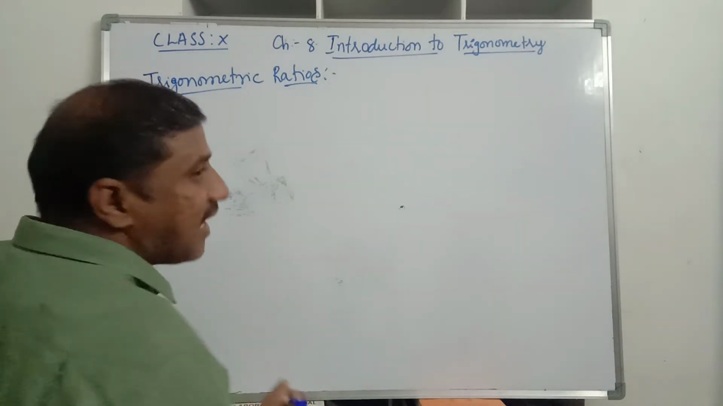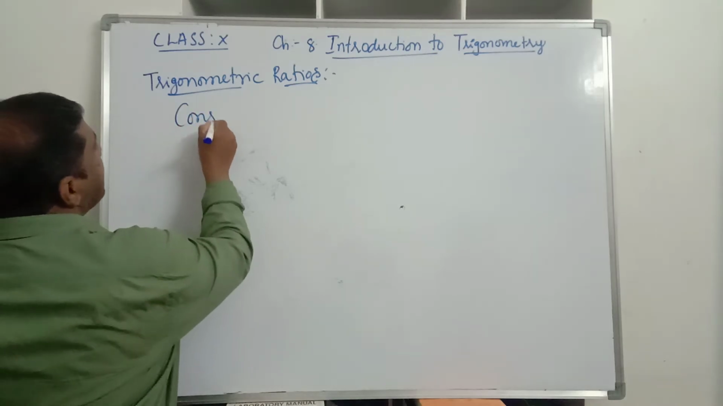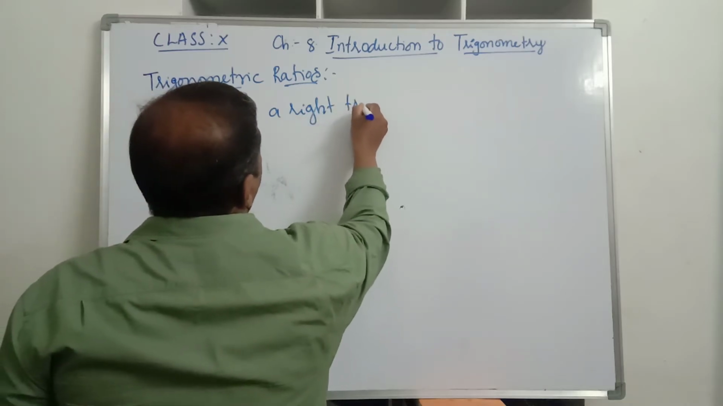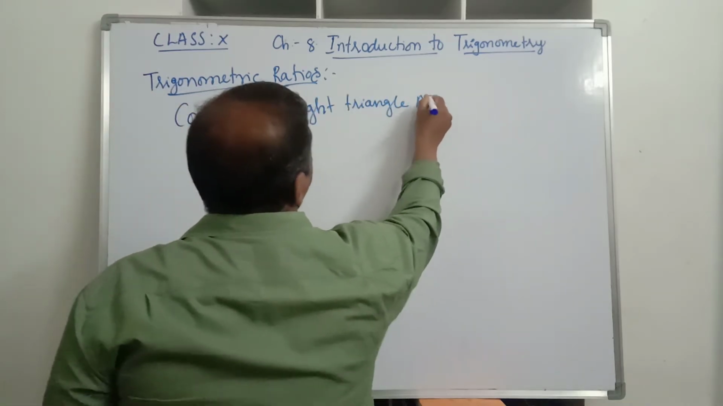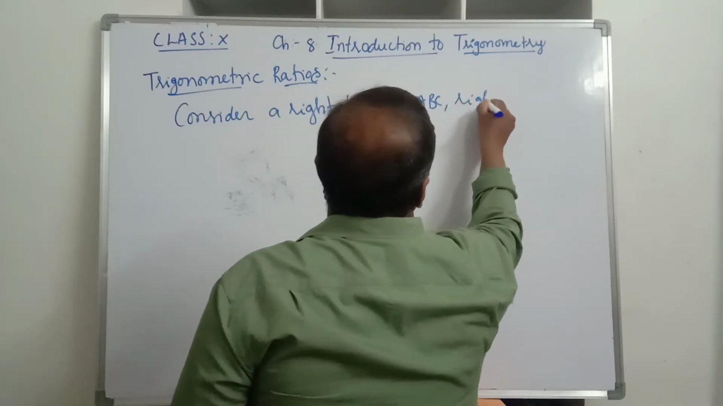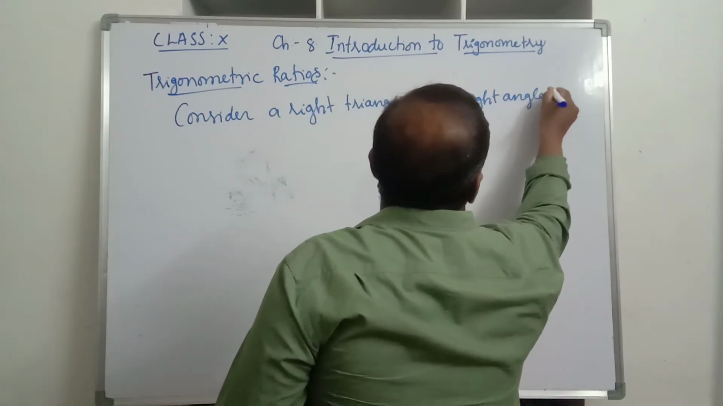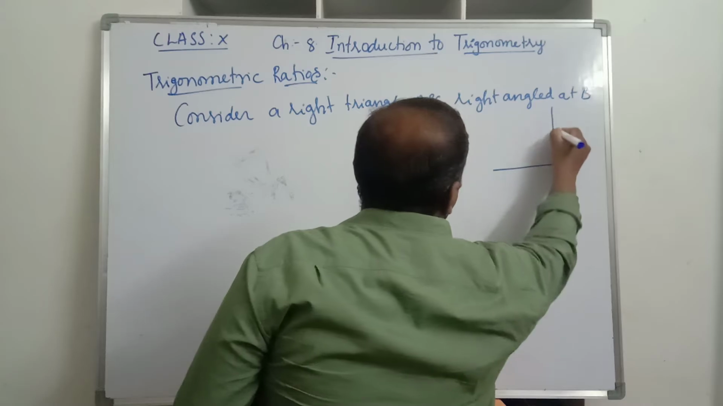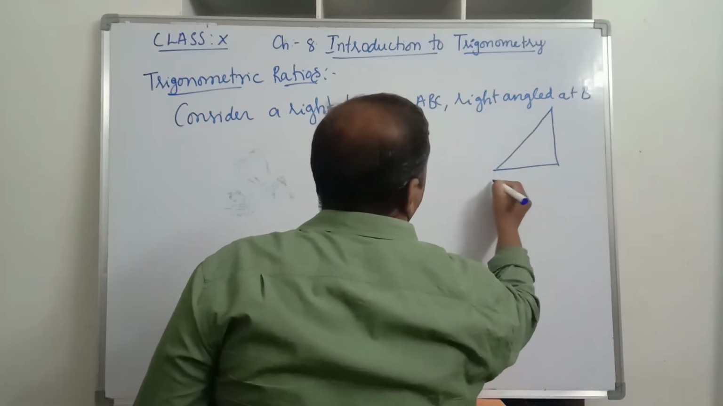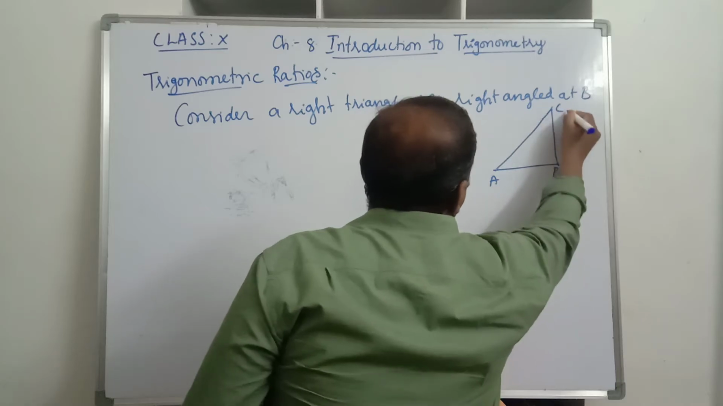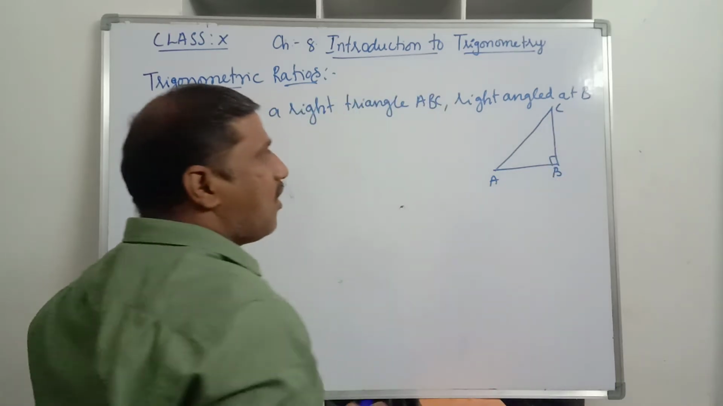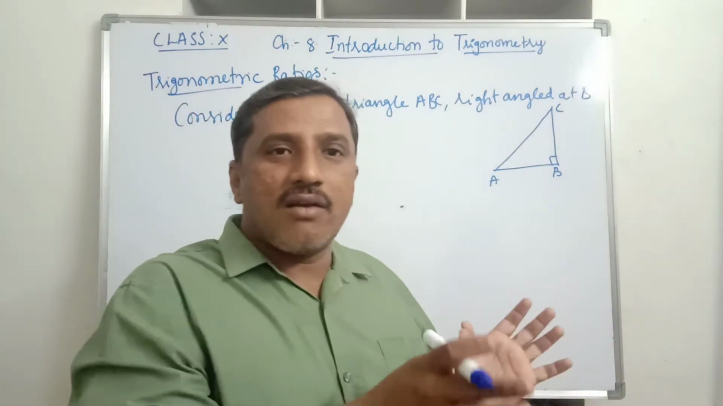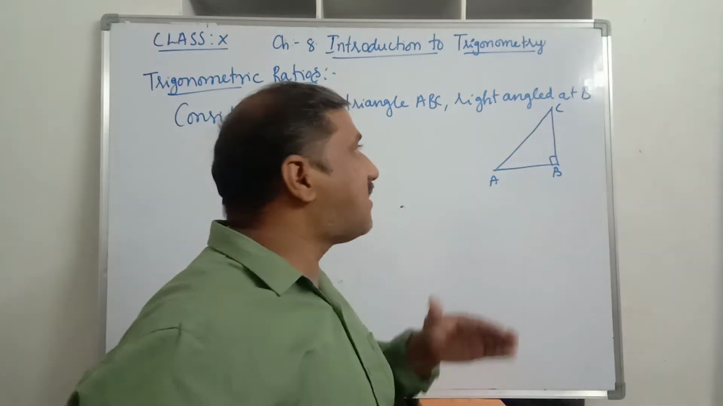Now consider a right angle triangle ABC, right angled at B. So draw a right angle triangle in which angle B is equal to 90 degrees. So A, B and C. Now this B is equal to 90 degrees. Now we are going to consider angle A and angle C. The sum of those two angles is equal to 90 degrees and they are acute angles.